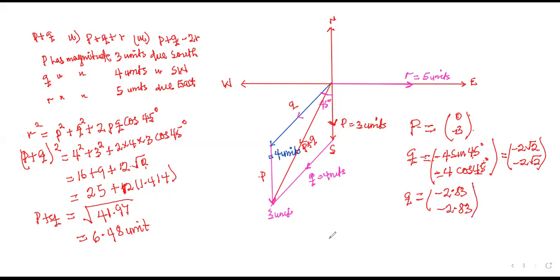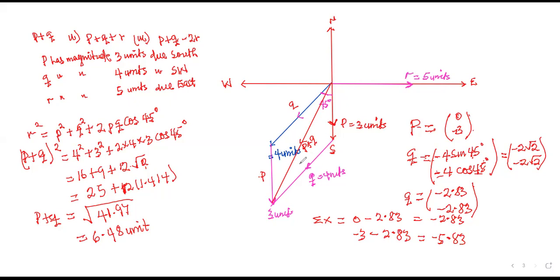So sum up all the x's and y's for both P and Q. So summation x is equal to 0 minus 2.83. Then summation y, we have negative 3 minus 2.83. This is equal to negative 5.83.